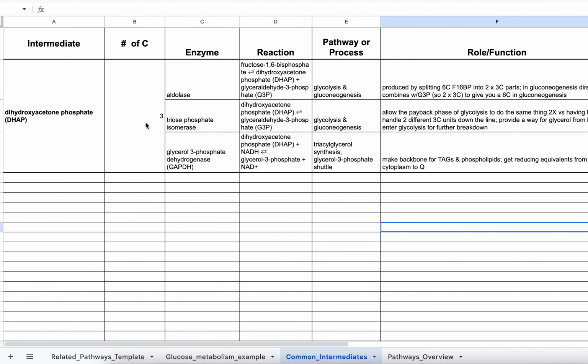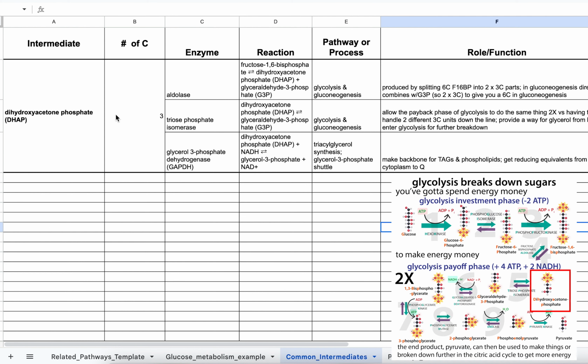A good example of this is dihydroxyacetone phosphate, or DHAP. We're typically more used to seeing it as just that part in glycolysis that we want to get rid of, that we channel using triose phosphate isomerase to turn it into G3P, glyceraldehyde 3-phosphate, that then continues on into glycolysis. And that allows us to use that payback phase of glycolysis to do the same thing 2 times versus having to handle 2 different 3-carbon units.